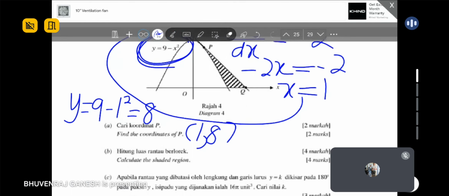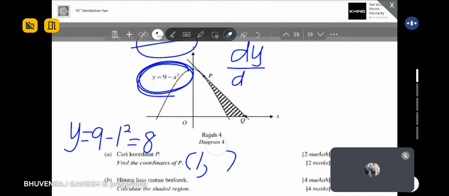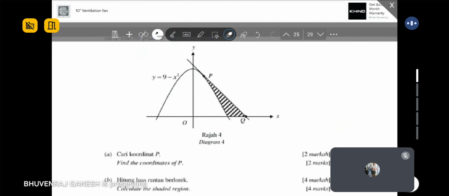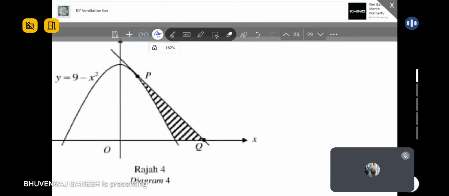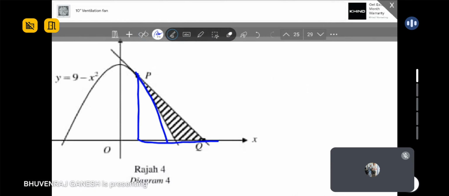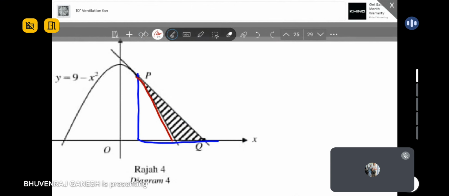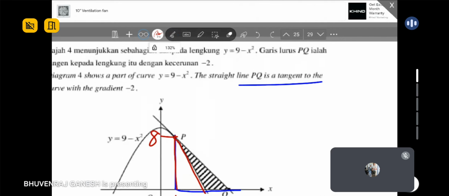Okay? Alright. So next one, shaded region. Kamu nak cari luas rantau berlorek. Okay, so how do we find shaded region? Okay, so basically, you can use the concept of triangle minus curve. Okay, guna segitiga tolak lengkung. Can you guys see it? So then you will get the shaded region. Okay, so basically this value is 1, this value is 8, and then what else? Okay, you must find the Q value. Kamu kena cari nilai Q.